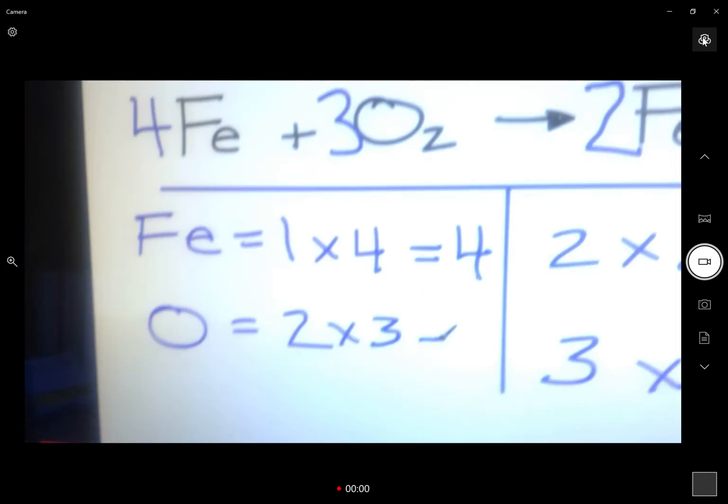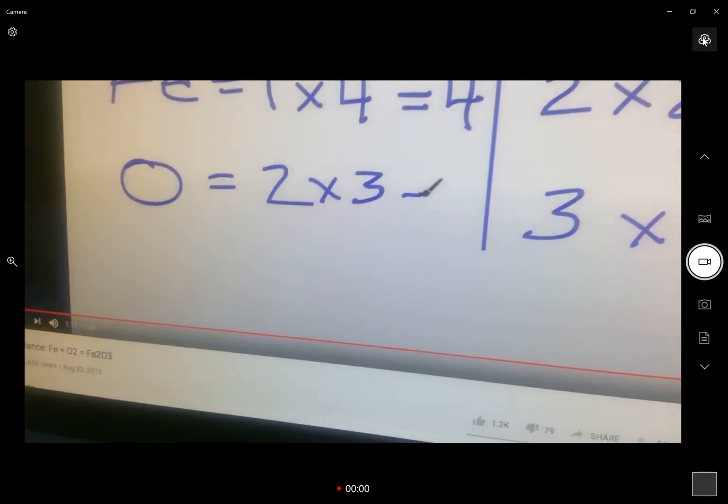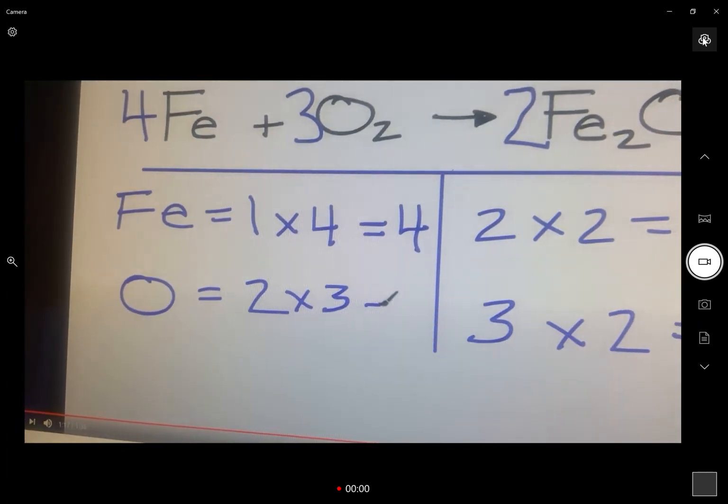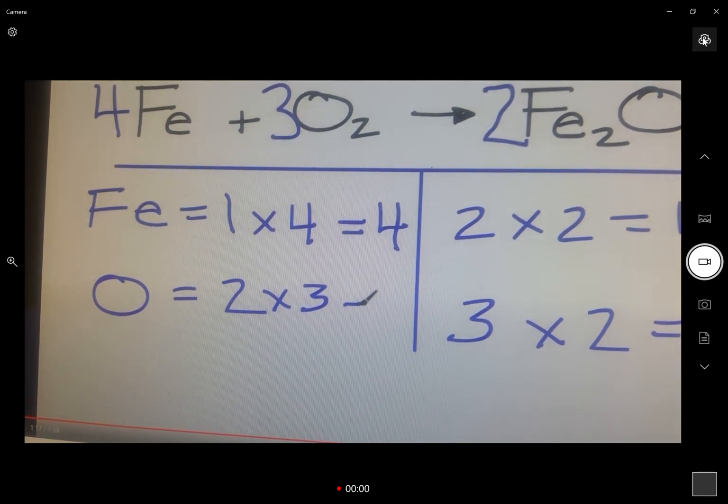Let me just whip that around and pop this up. Now this guy sounds a little bit like Microsoft Sam if you listen to him on this video, but we're going to be using this equation: 4, 3, and 2. All right. Now we're given 125 grams of iron.